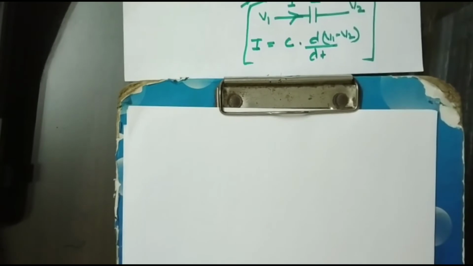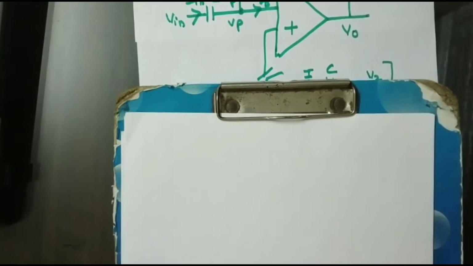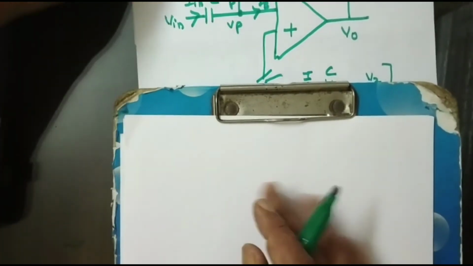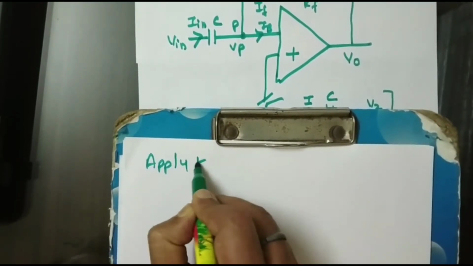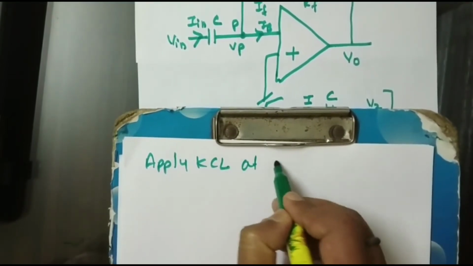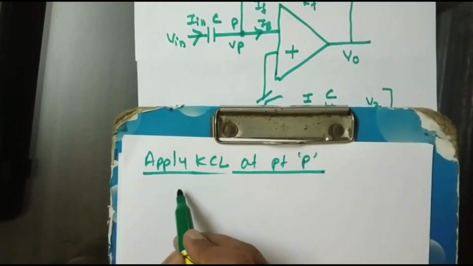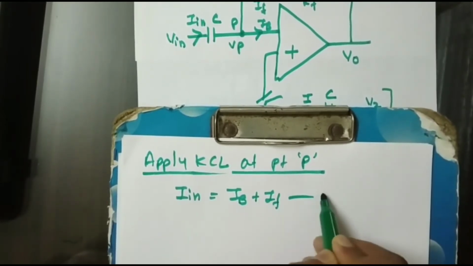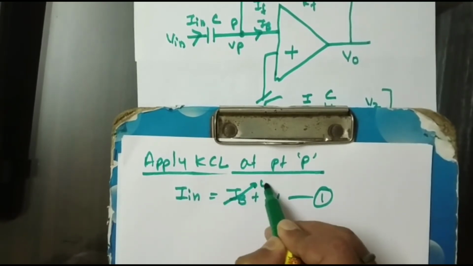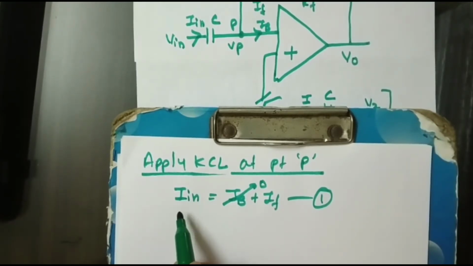Applying KCL at point P, see this figure. On applying KCL at point P, it is IN is equal to IB plus IF, equation number 1. As we had considered the op-amp as ideal, therefore IB is equal to 0. Now we just write the value of IN from the figure.